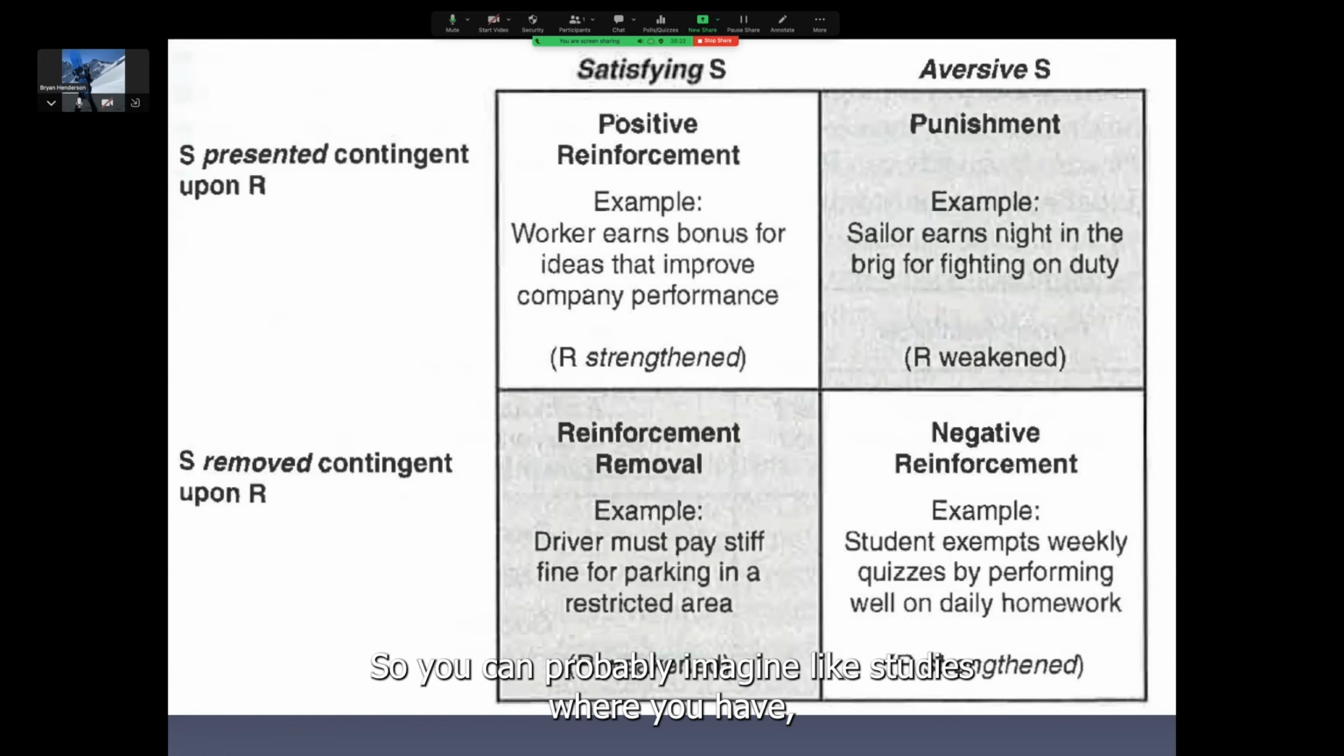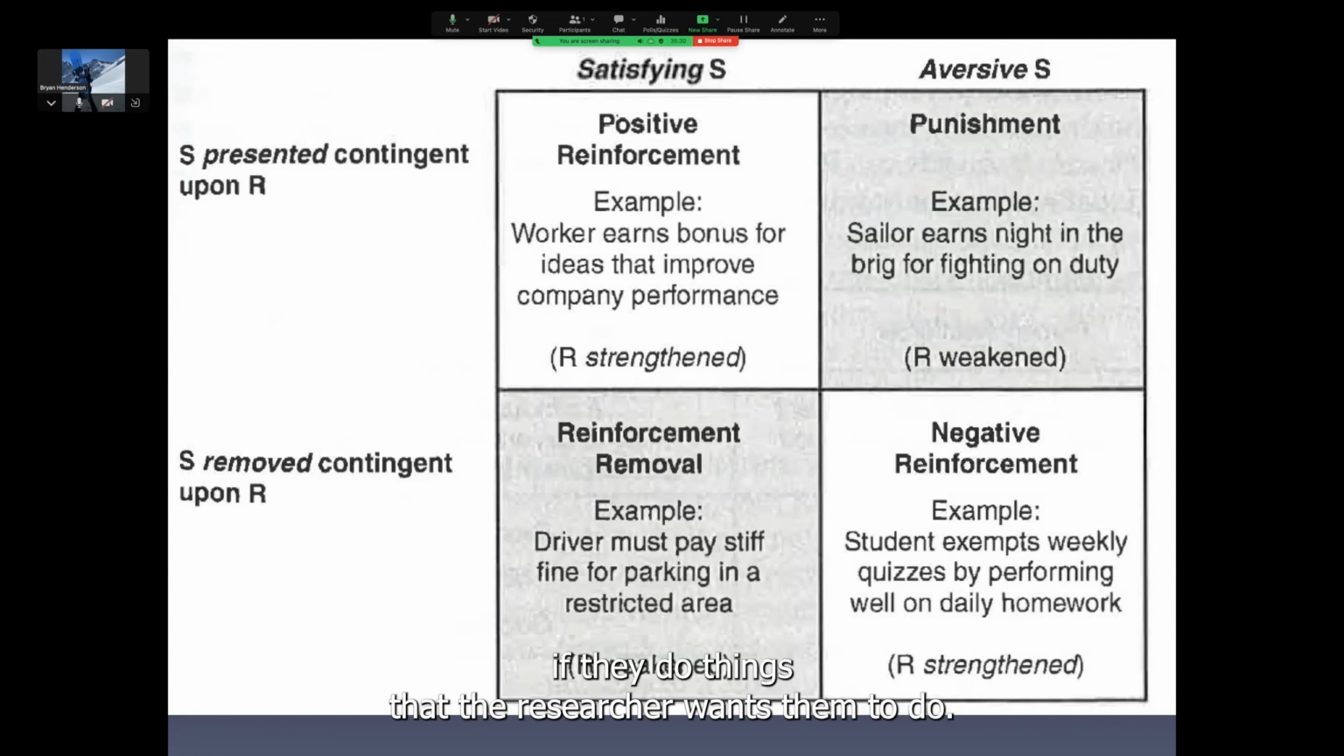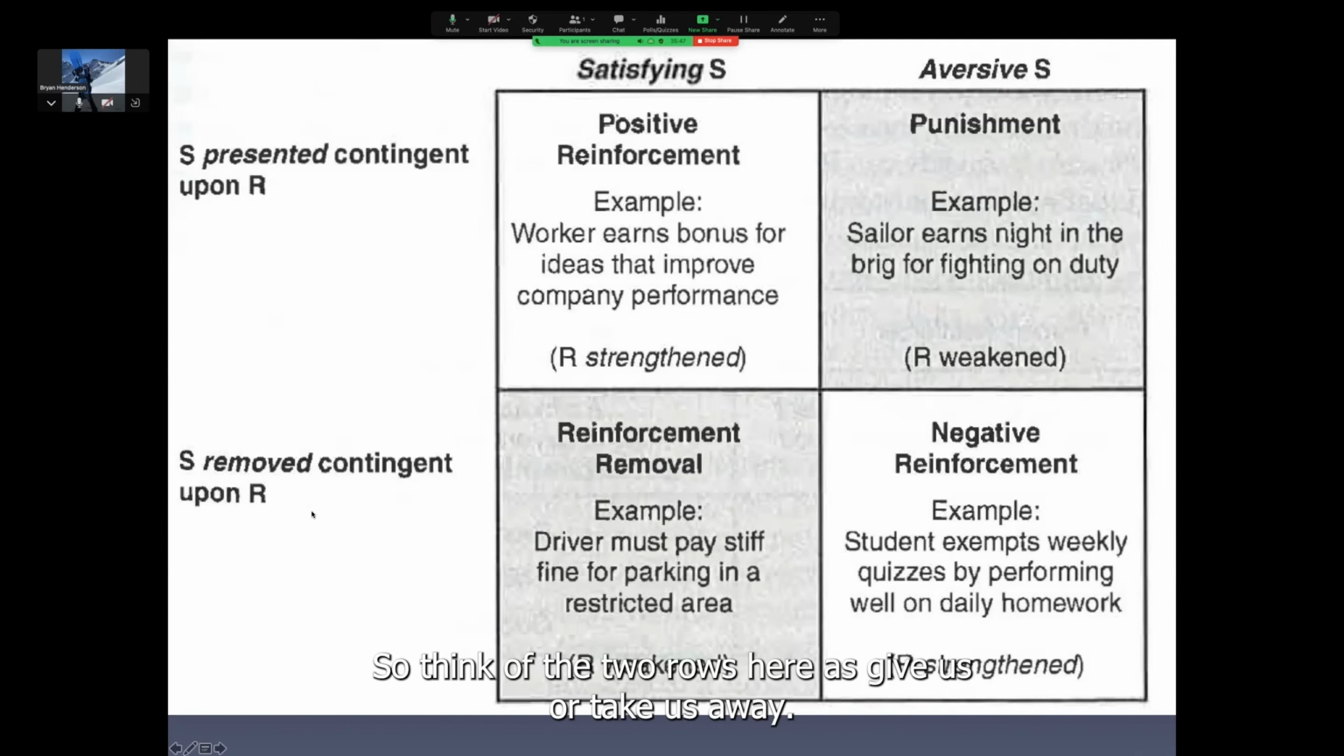So you can probably imagine studies where you have, say, pigeons getting fed if they do things that the researcher wants them to do. So that would be presenting them. But you could also imagine the food being taken away if the pigeons were doing things that the researchers didn't want them to do. So think of the two rows here as giveth or taketh away. So again, we have a 2 by 2 matrix. We have two different dimensions. We have whether or not a stimulus is presented or not, and we have whether or not that stimulus is satisfying. And so there's 4 possibilities, and I'm going to walk you through all 4 of these.